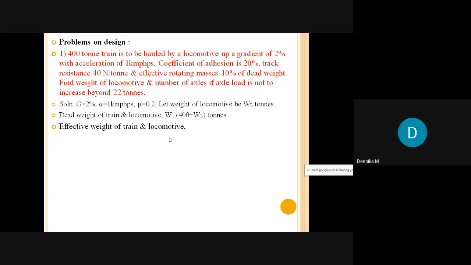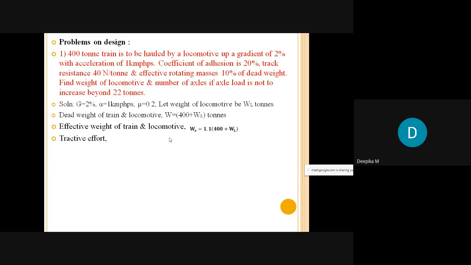And the effective weight, how do we write this? By considering the effective rotating masses, we could write the effective weight WE as 1.1 times the dead weight. Why is it 1.1 times? Because it is W plus 0.1 W, which is nothing but 1.1 W, because effective mass will always be greater than the dead weight. Hence we have to write it this way. So the dead weight here is 400 plus WL.